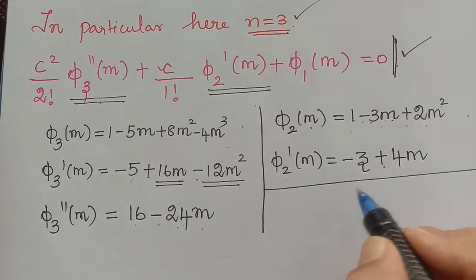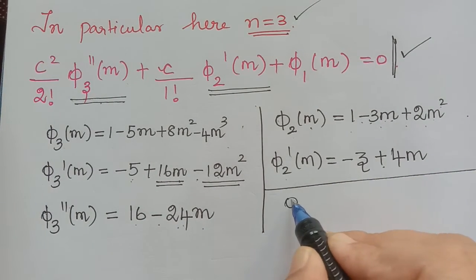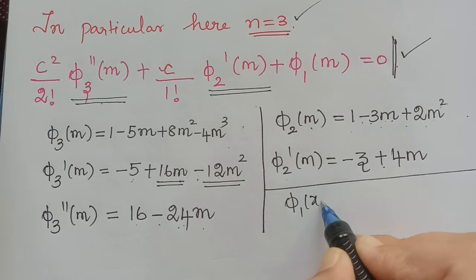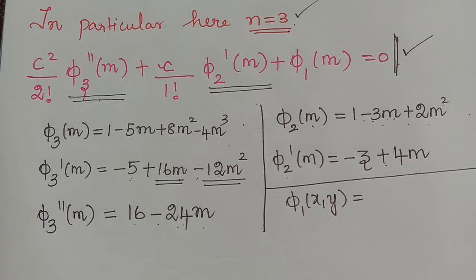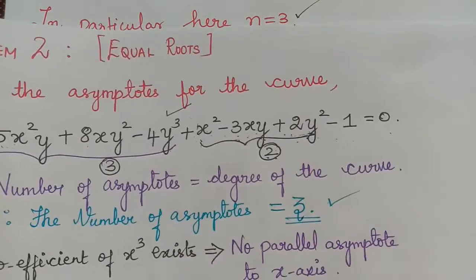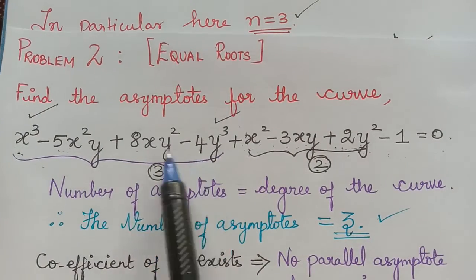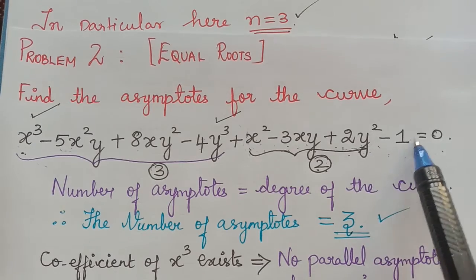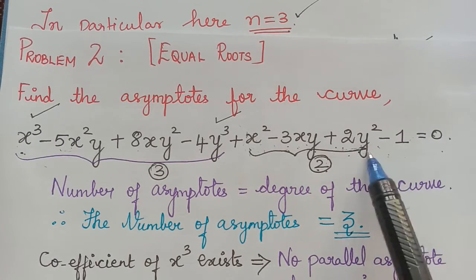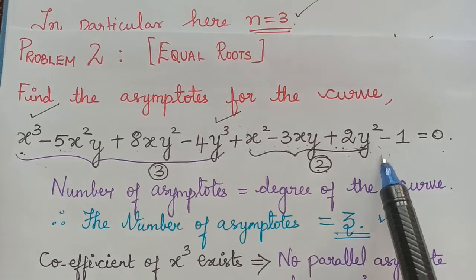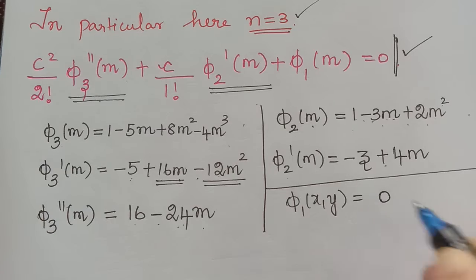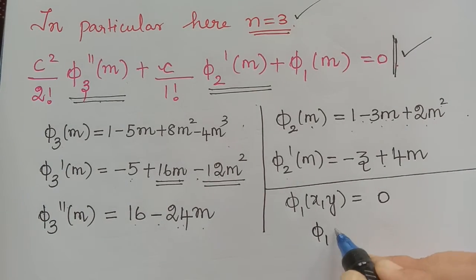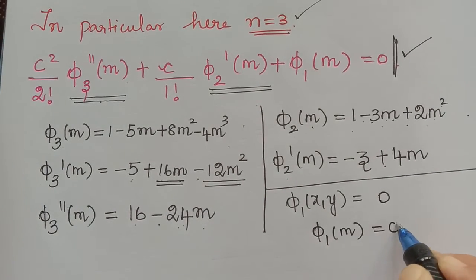And what is phi 1 of m? How to find that? We have to first of all write phi 1 of x comma y. That is, in the given curve, those terms whose degree is 1, we have to take and write here. So when we take the curve and when we see that this is of degree 3, this is of degree 2, and this is a constant term. We don't have terms with degree 1, and so it has to be taken as 0. So now because we don't have terms with degree 1, this will be taken as 0. And therefore phi 1 of m will also be equal to 0 in that case.